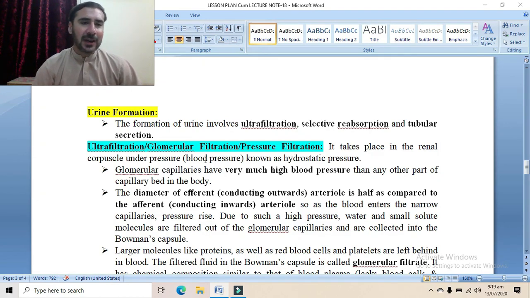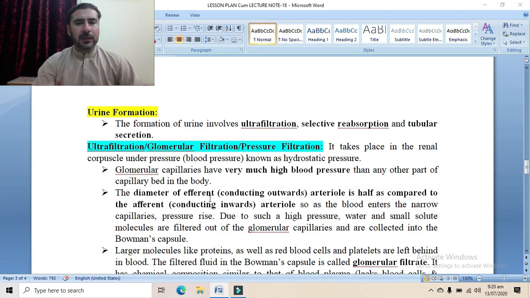Now, how is this high blood pressure created? Remember, this high blood pressure basically originates from the contraction of the heart, because the renal artery supplies the blood to the kidneys. So the high pressure is felt inside the renal artery, and that is then transmitted to the arterioles, and then the afferent arterioles, and then the tuft of capillaries, the glomerulus. So this is the high pressure which originates basically from the heart.